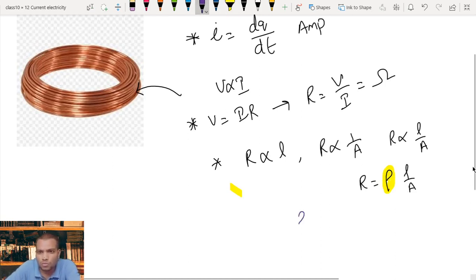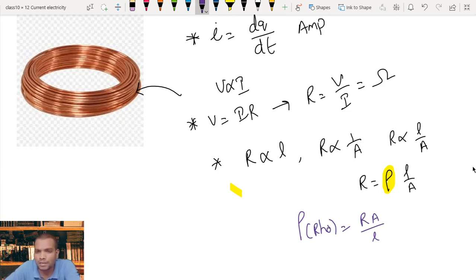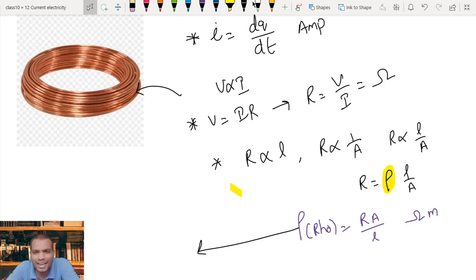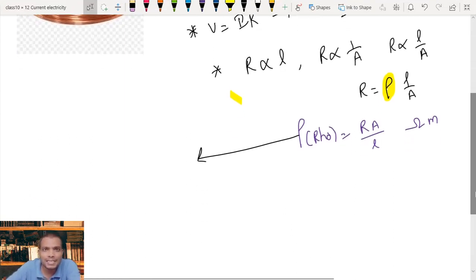We define rho equal to resistance times area upon L, if you can remember that. Its units are ohm meter, the resistance offered per unit meter. This is defined as resistivity or specific resistance. This is also a material characteristic. If you change the material, its value will change.